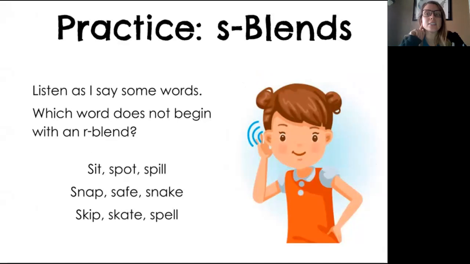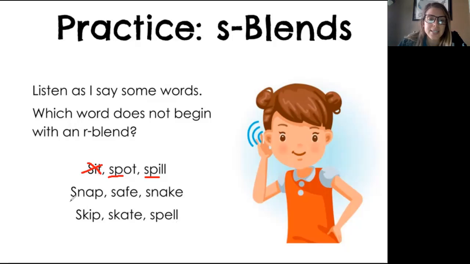All right, listen as I say some words and we're going to think about which one does not belong. So we have sit, spot, and spill. Which one does not have an S-blend? Sit, spot, and spill. Look, they both have an SP, so sit would not belong.